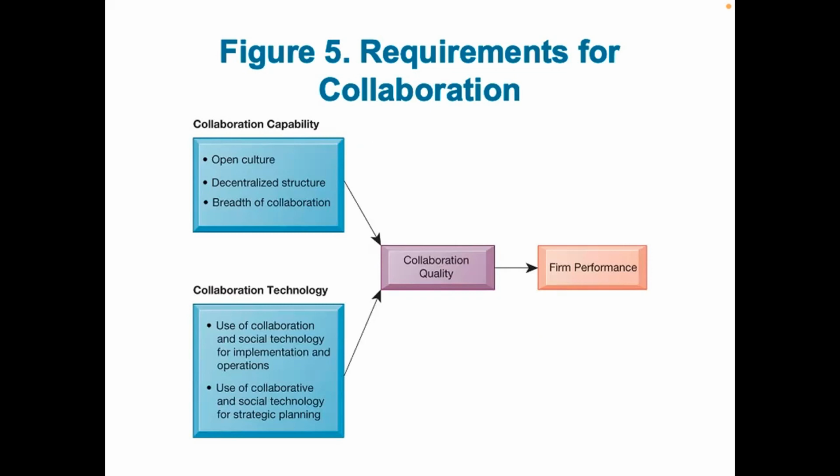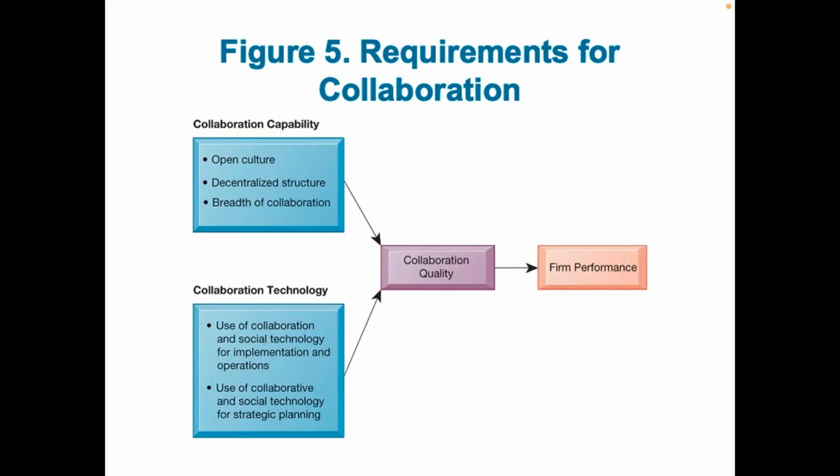So this diagram is basically saying that in order to have effective collaboration or good collaboration quality, you need the capability to be able to what? Collaborate. What are the capabilities for you to be able to collaborate? You should have an open culture. You are in a WhatsApp platform, you are the CEO, and people are afraid to say things. Yeah, so you must have an open culture.